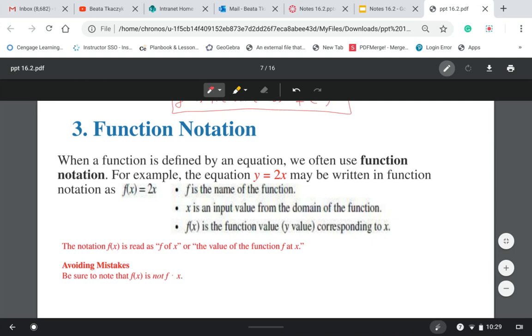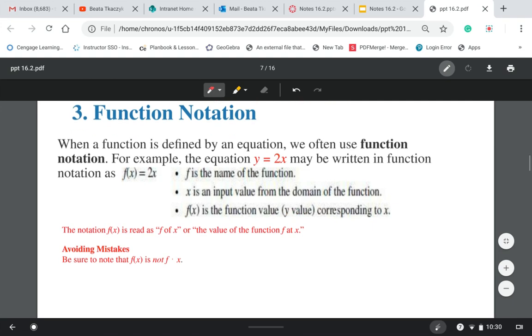So we like to use function notation. Don't forget that f of x, g of x, or h of x, which you will be seeing in different problems, just represents the output, which is y. So what is the meaning of function notation? It means x is the input value from the domain of the function, and f of x is the function value, which is the y value. F of x is the y value which corresponds to the x.